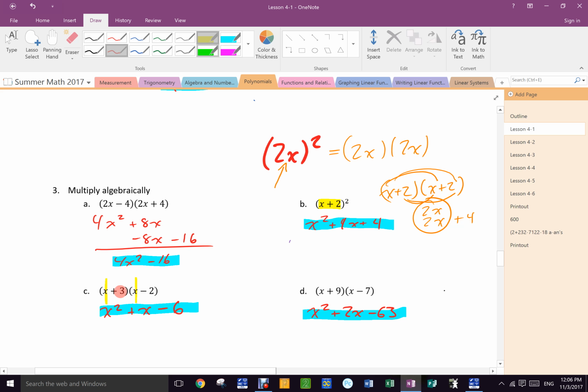So, those are single letters, yes? What do you notice about what's green? They add to positive 1, don't they? And what do they do there? Multiply to that. What happened here? What's 9 minus 7? 2. What's 7 times negative 9? Negative 63. So what shortcut do you now have if you start with one letter?